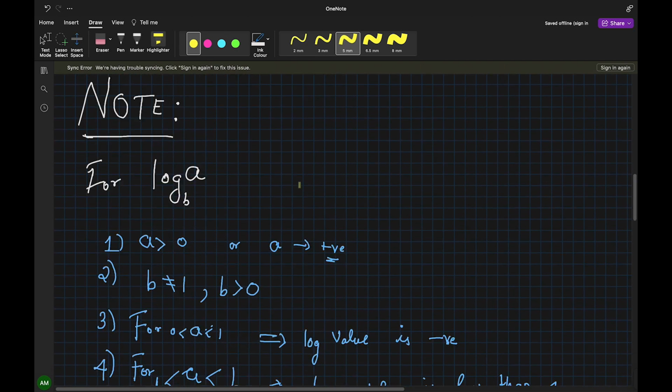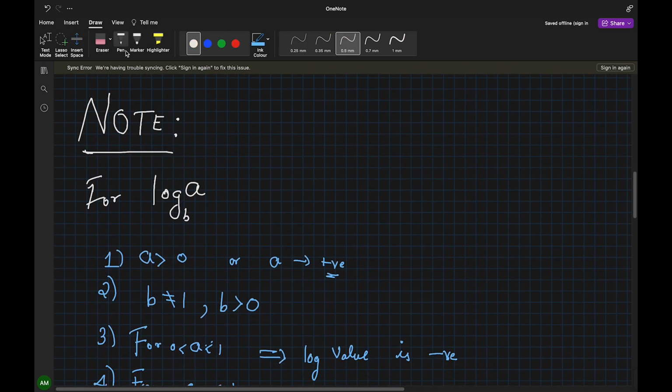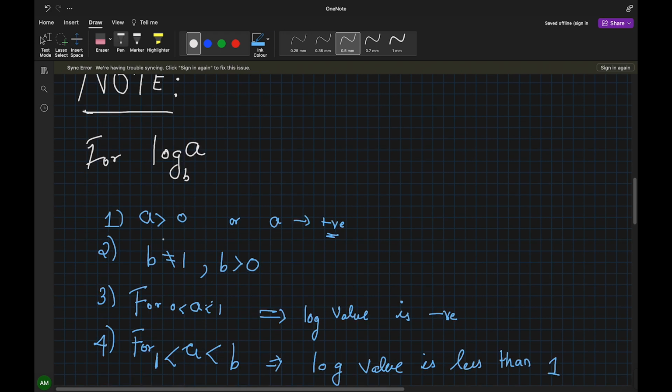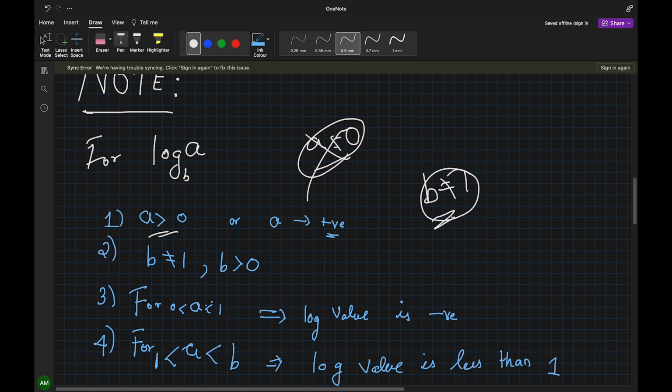Done. Okay. Now, important note. For log of a base b, first of all, a, this number should always be positive. Clear? a cannot be equal to 0 also. You can't keep a equal to 0. Okay? a should be positive and base should not be equal to 1. Clear? And also base should always be positive.